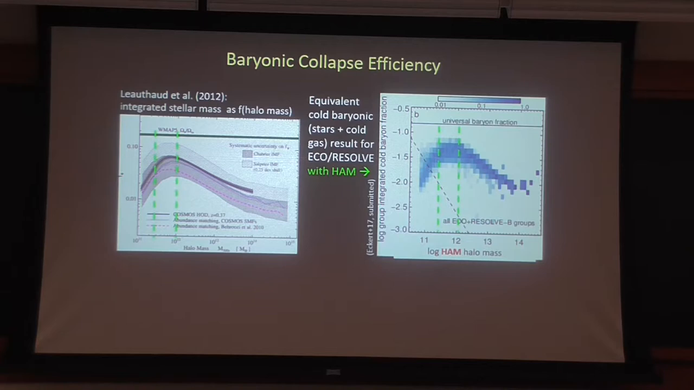As groups form, they form first at the threshold scale, they convert gas to stars, and as they exit the bimodality scale, they're now full-fledged star-dominated groups. So that seems to tell a nice, pretty story, and this is with the ham halo mass.